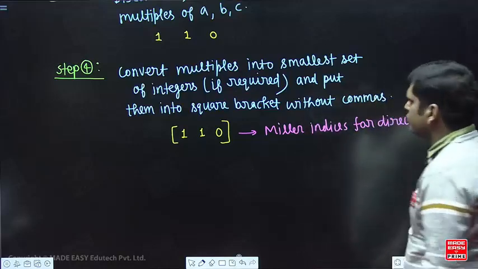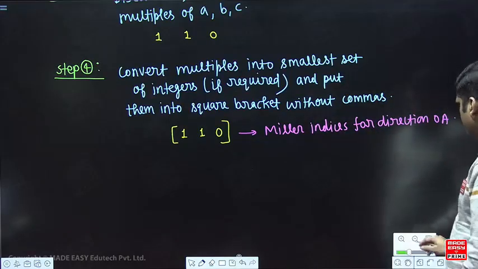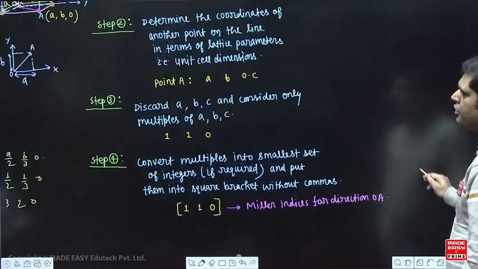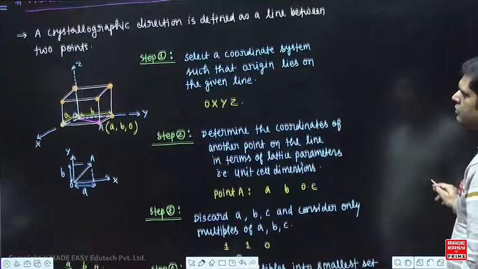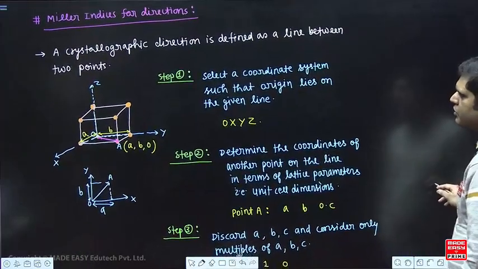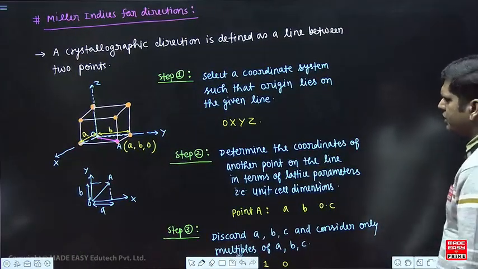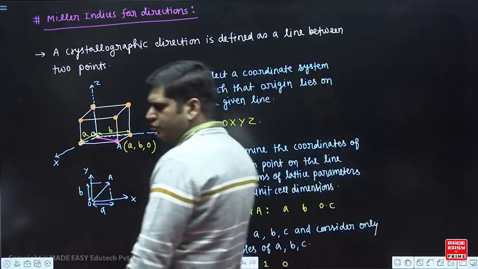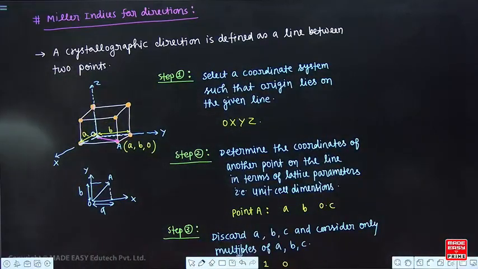This way you need to proceed. These are the steps which need to be followed to determine the Miller indices for direction OA. Similarly, you can calculate for any other direction. These are the steps you need to follow. Please note them down.